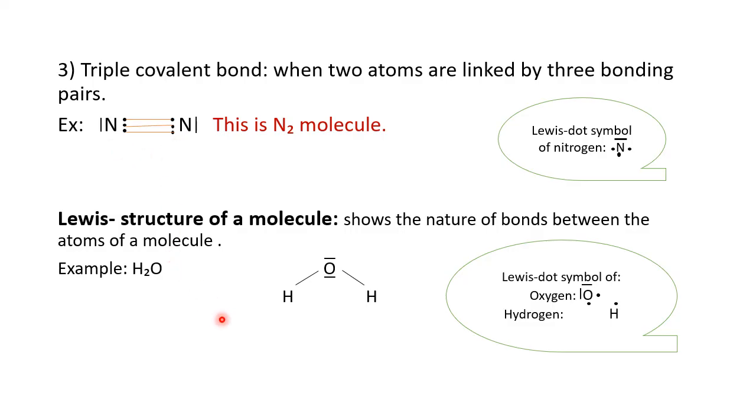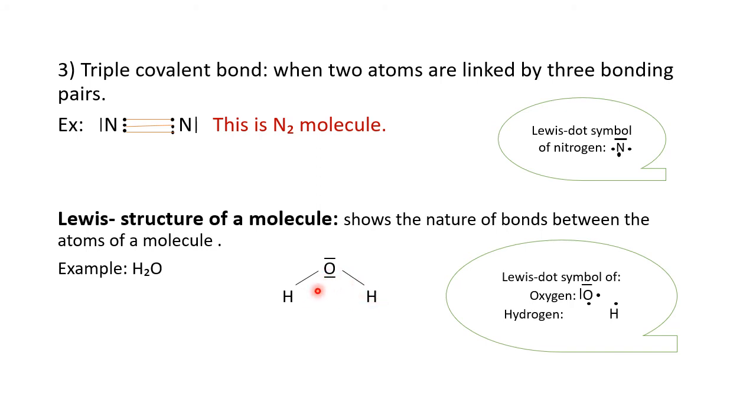Also, example H2O, we have O having the following Lewis dot symbol. It has 2 unpaired electrons and hydrogen has 1 unpaired electron. Thus, oxygen can form 2 bonds, a single bond with each hydrogen. This is a single covalent bond, not double. Okay, oxygen atom forms a single covalent bond with hydrogen and single covalent bond with another hydrogen.